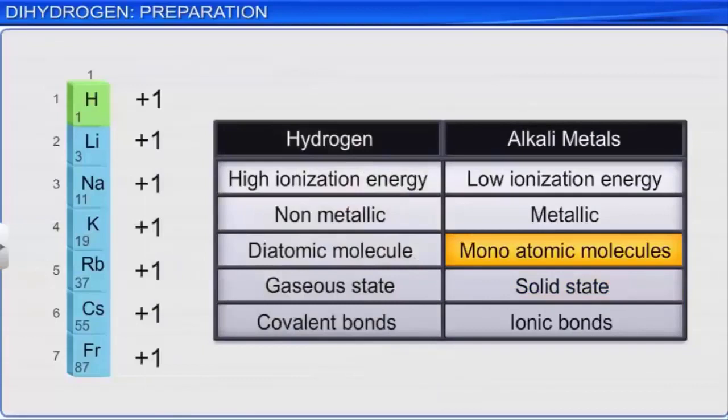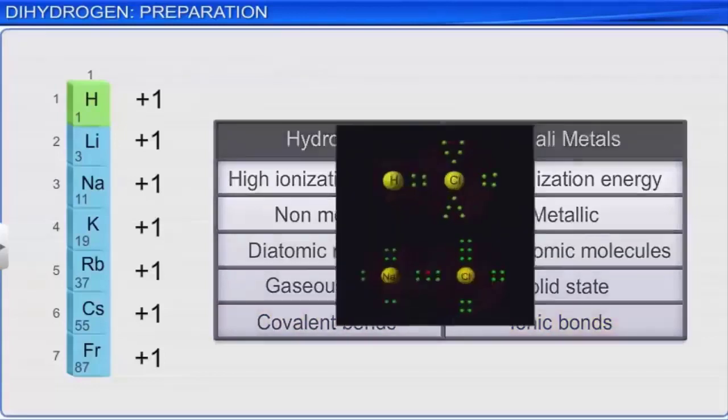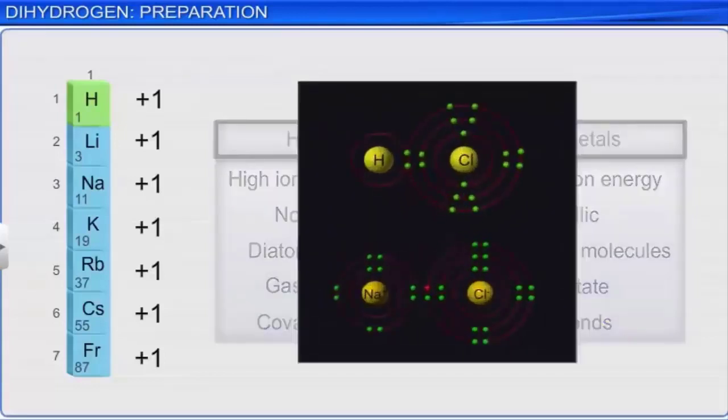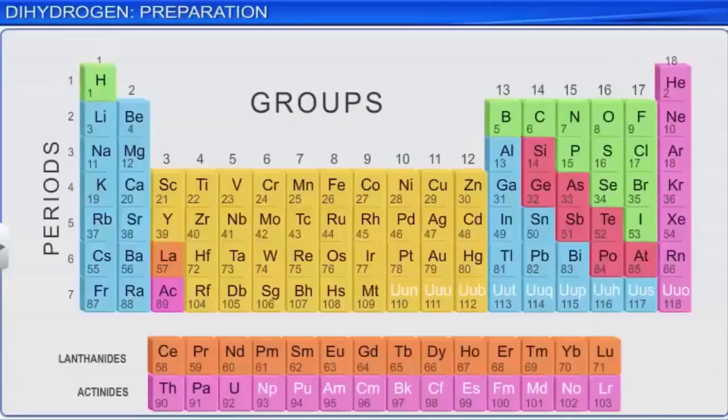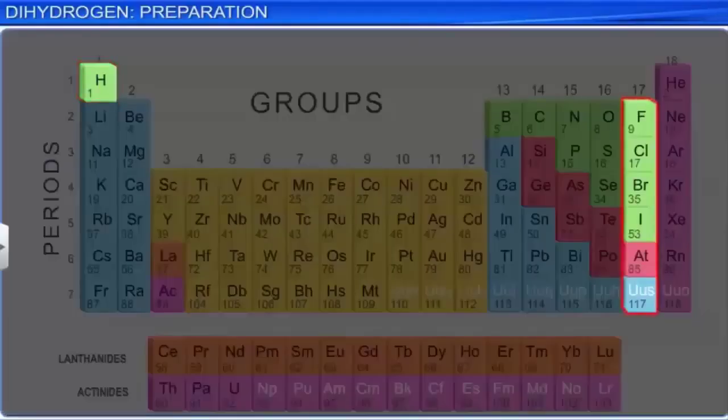Hydrogen mostly forms covalent bonds, whereas alkali metals form ionic bonds. For example, HCl is covalent, whereas NaCl is ionic. Let us now see how hydrogen is similar to halogens, and yet different from the group at the same time.